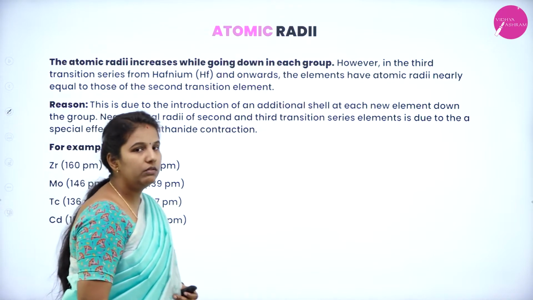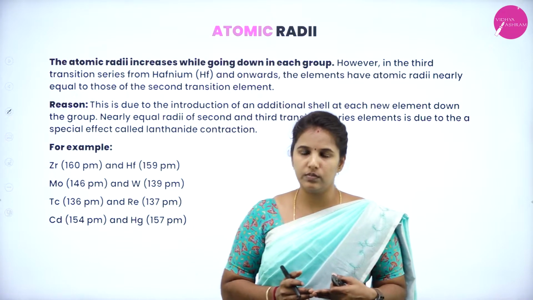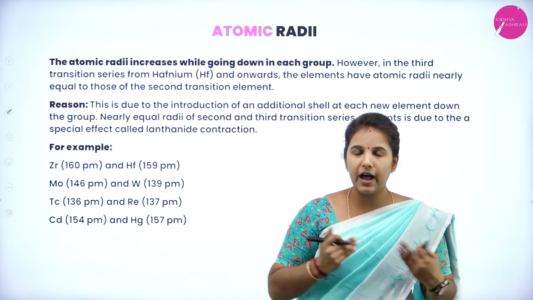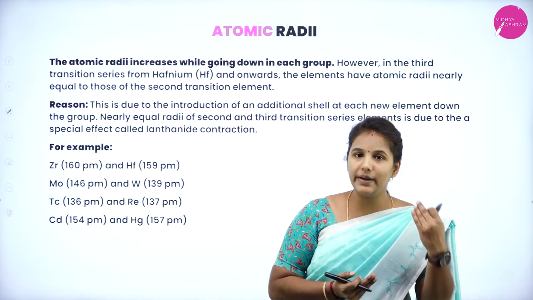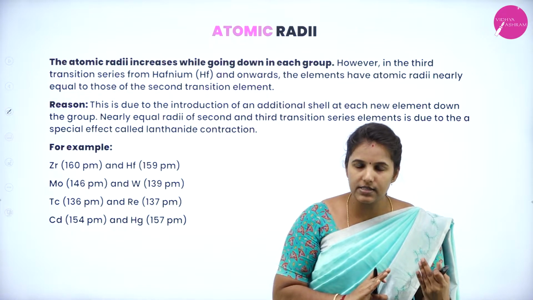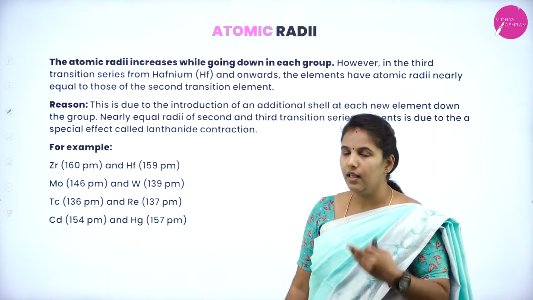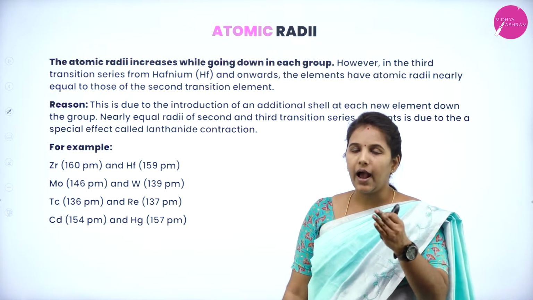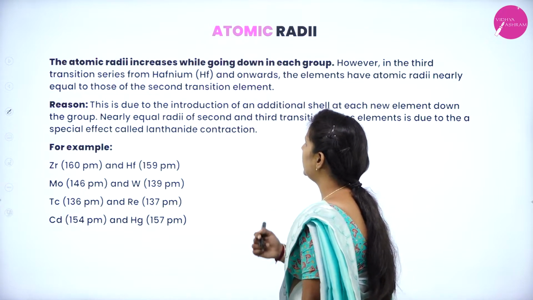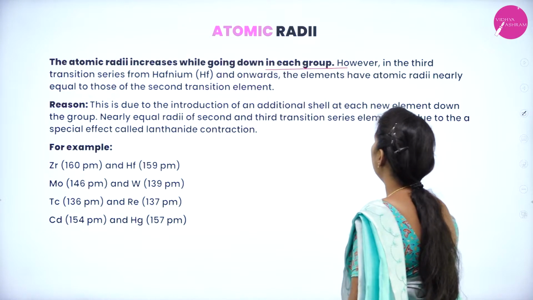Next, we will see what will happen as we move down the group. As we move along the period from left to right, we have understood that atomic radii decrease up to chromium. After that, it will be nearly the same. After that, there will be a sudden increase in atomic radii. We'll see what will happen as we move down the group. So, atomic radii increase while going down in each group.